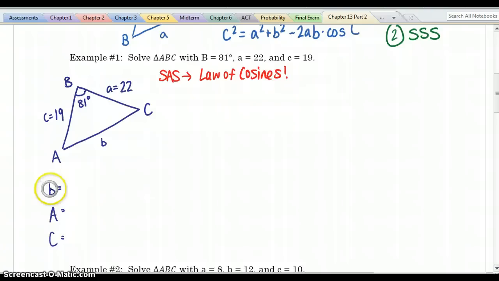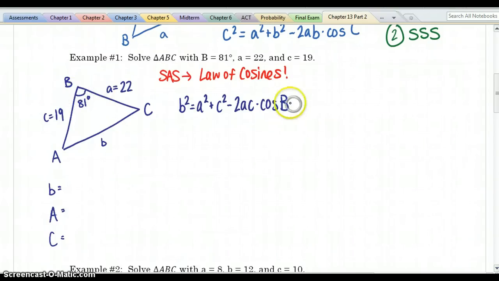The reason I want to do that first is because I know that angle, so I know exactly which form of the law of cosines I'm going to use. I'm going to use b squared equals a squared plus c squared minus 2ac times the cosine of angle B. And the reason I'm using it is, again, because that's the only angle I know is B, so I have to use that form.